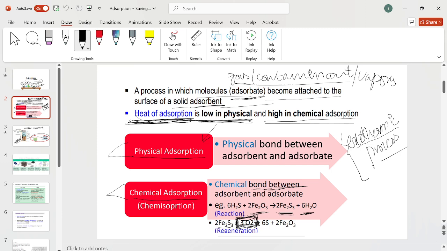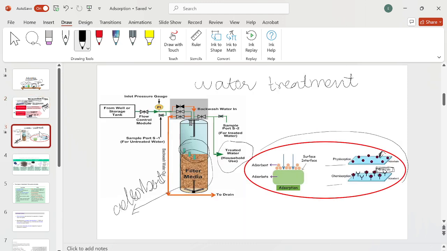So we are familiar with the terms now. What is physical adsorption? Due to physical bonding, weak interaction, van der Waals forces develop. For chemical adsorption, chemical bonding, strong interaction, more heat is released. So we are familiar with these terms. Now we'll proceed with the application of adsorption at a bigger, industrial level.